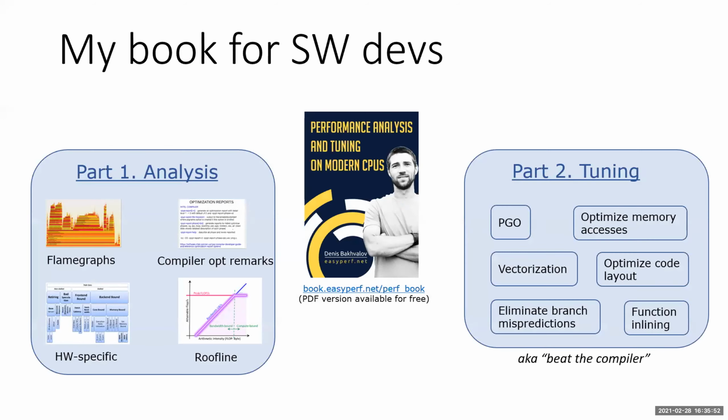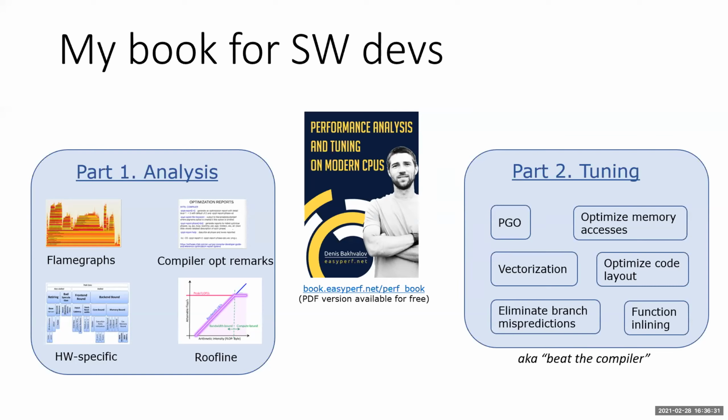Oh yeah, and by the way, I actually wrote a book specifically for application developers, which is called Performance Analysis and Tuning on Modern CPUs, which tries to teach application developers how to find bottlenecks in their code and fix them. The book is divided into 2 parts. The first is about performance analysis, and it goes from the basics of microarchitecture, and it introduces the popular performance analysis approaches like flame graphs, roofline, and some hardware specifics.